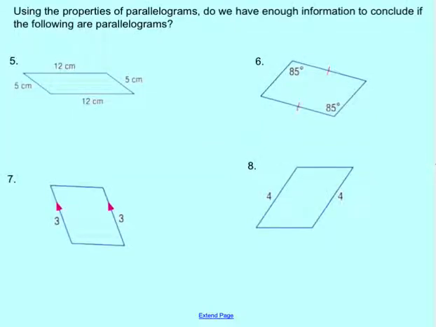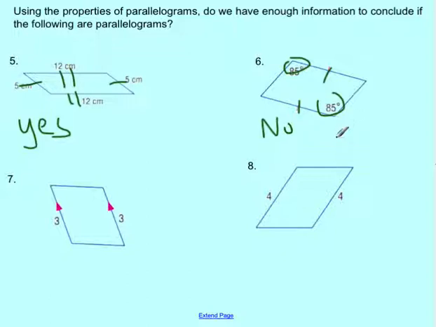Well, what I notice about number 5 is that this side is congruent to this side, and this side is congruent to this side. Well, remember, to be a parallelogram, our opposite sides have to be congruent. So let's see. That means yes, it can be because our opposite sides are congruent. Well, we know that this side is equal and this side is equal. We also know that this angle and this angle are 85. Well, we don't have a theorem that tells us anything about angles and sides being related. So there's not enough info for this one to conclude if it's a parallelogram.